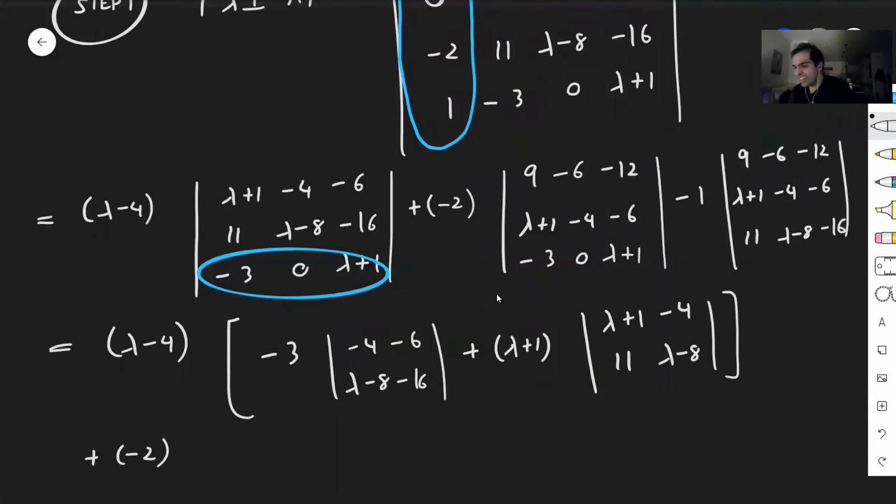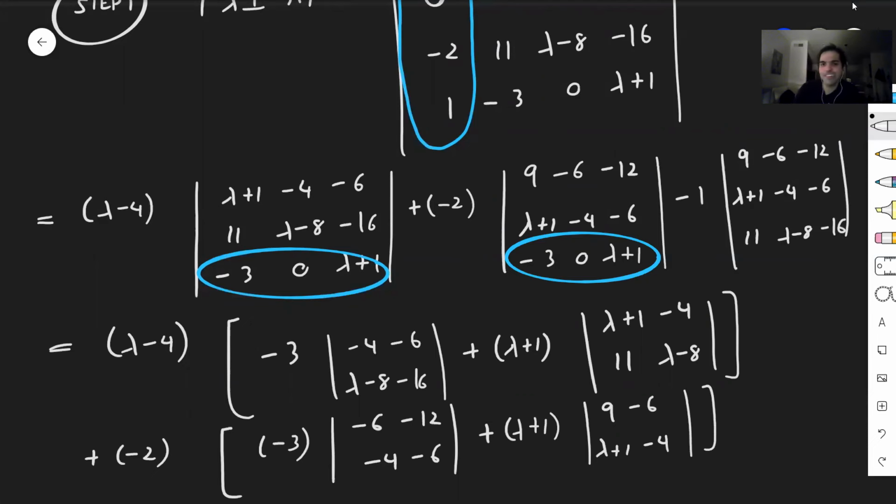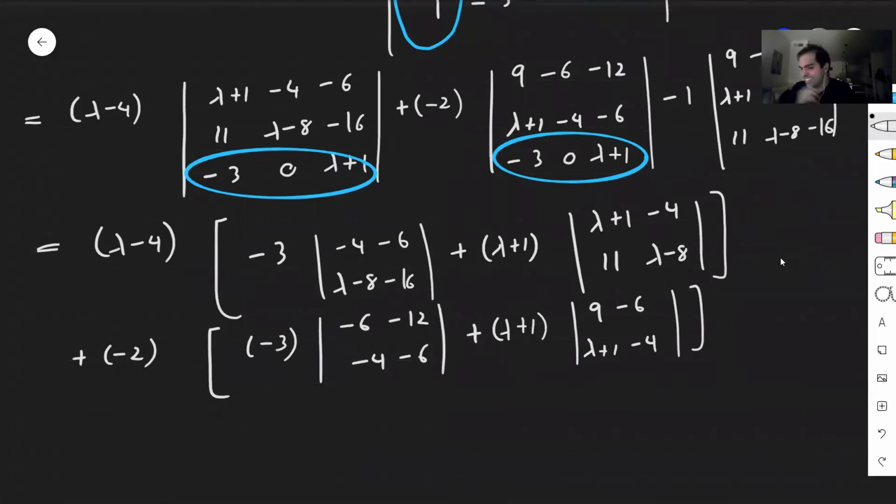And then -2, and again here, same thing, expanding along a lot of zeros. So for instance here, -3, 0, lambda plus 1. And we get -2, so plus minus plus. So -3 times determinant of this thing, -6, -12, -4, -6, and then plus 0, plus lambda plus 1, and then again 9, -6, lambda plus 1, and then -4. And again, do not expect any miracle here. So this is just pure suffering, if you wish.